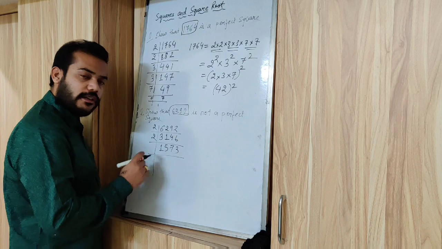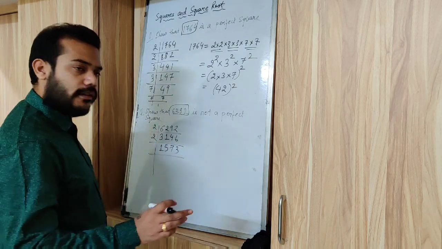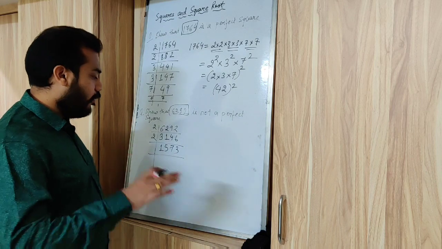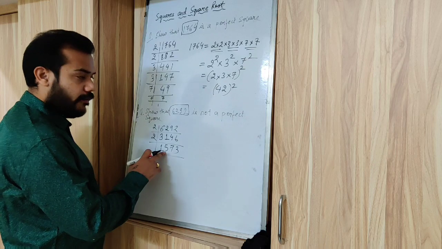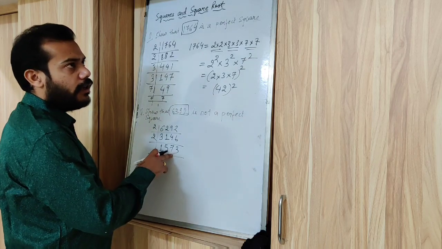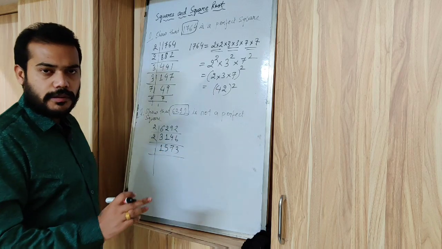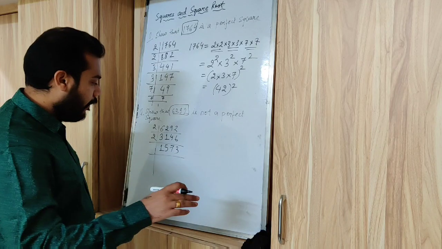Now 1573 is not divisible by 3. Add the digits, it will be 16, not divisible by 3. Not by 4, 5, 6. Check for 7: 7 twos are 14, 17, then 7 twos are 14 and 33. Not divisible by 7. Then 8, no. 9, no. 10, no. Check for 11.